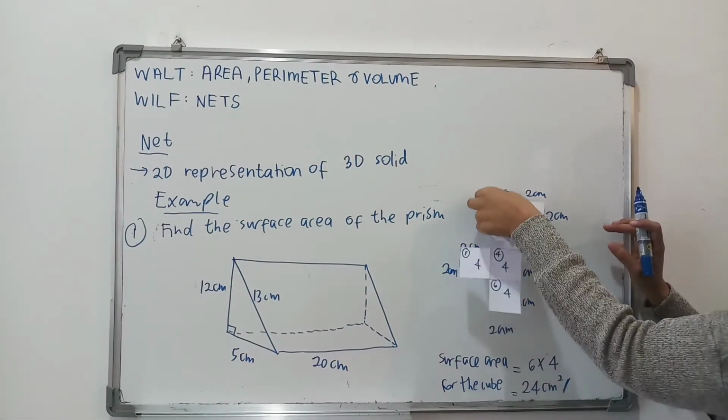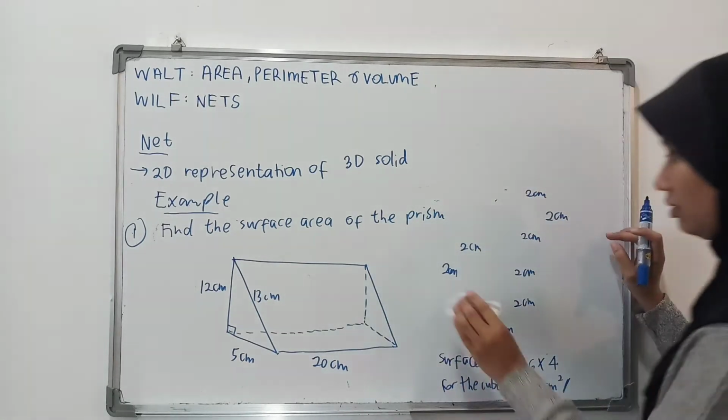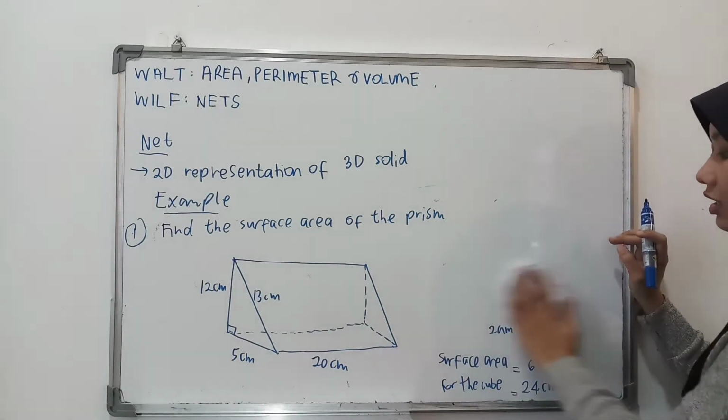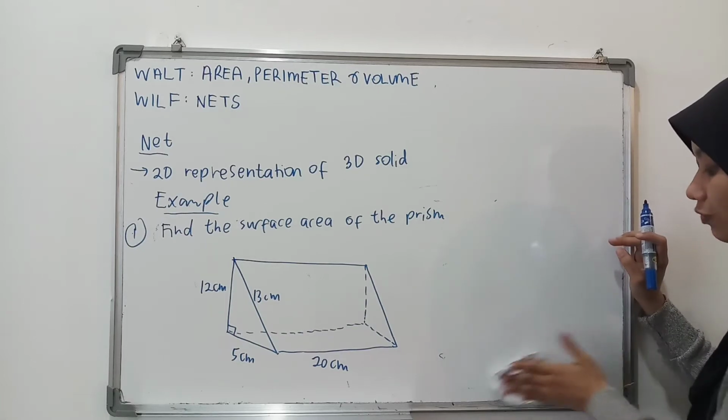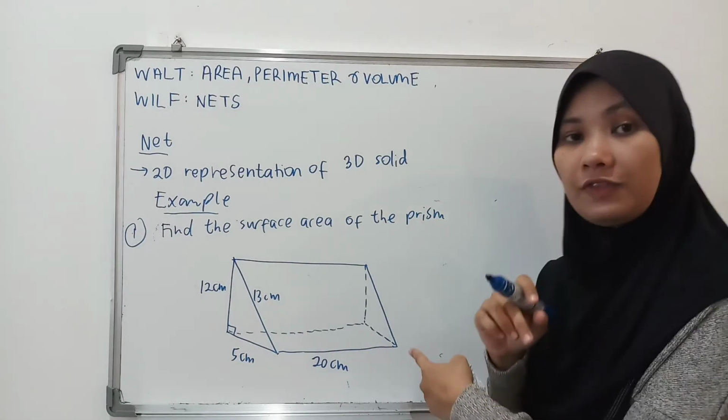Okay, I click away. I remove this one now. I remove. Okay. So now the question asks us to find what is the surface area of this prism.